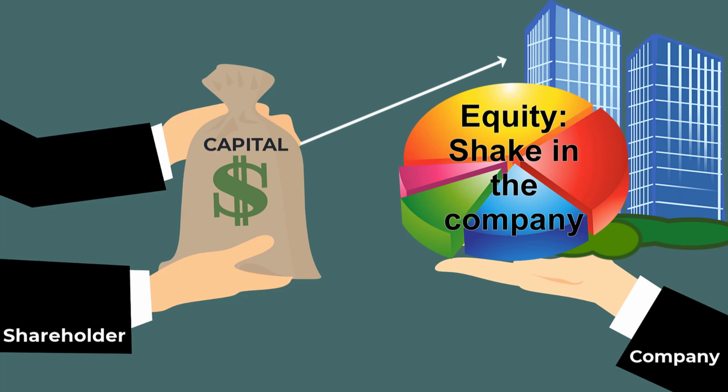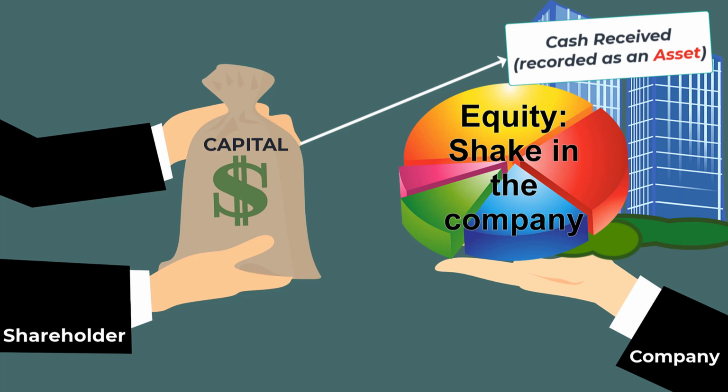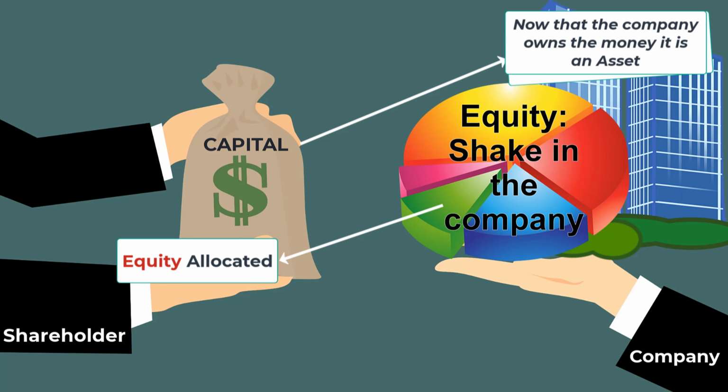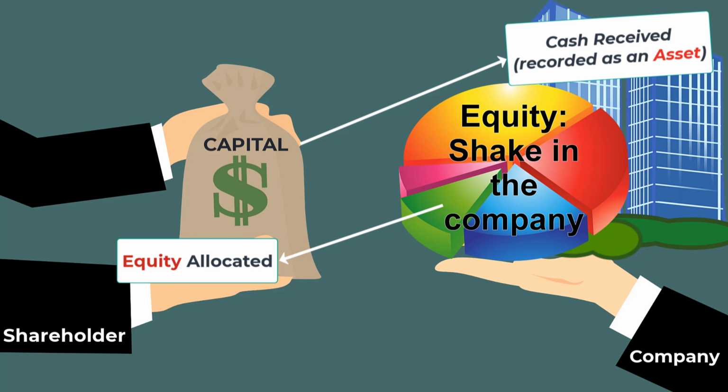Okay. Whereas the money which a company has received from the shareholder is considered an asset because that is something a shareholder has given to the company for the company to use. Because the company owns this money, it calls it an asset. From the company's perspective, it is an asset. From the shareholder's perspective, it is equity.